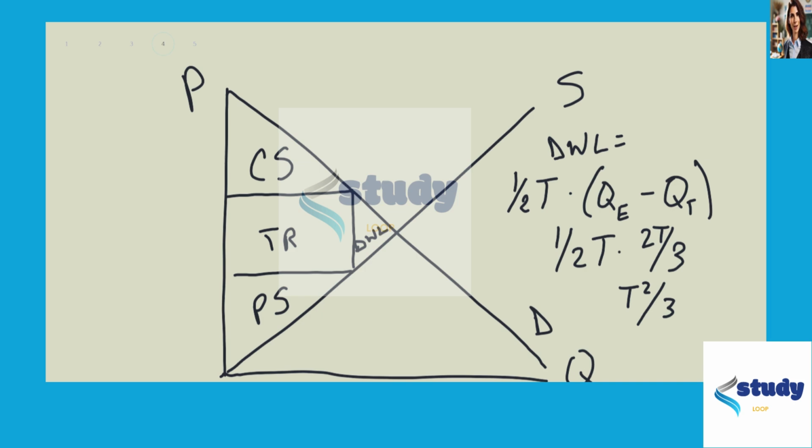And we have 1/2 t times 2t over 3. And you can simplify that to just t squared over 3. So that's going to be our deadweight loss.